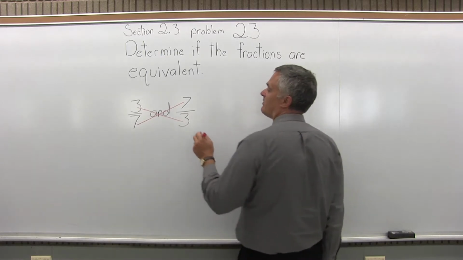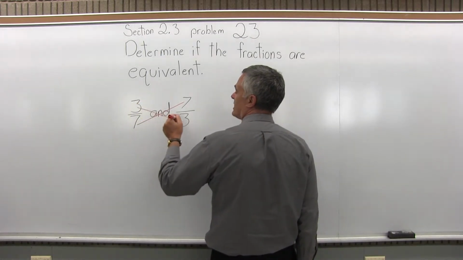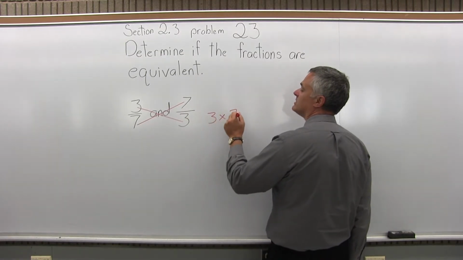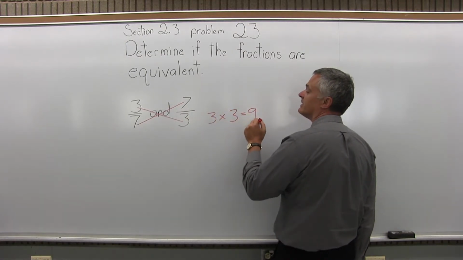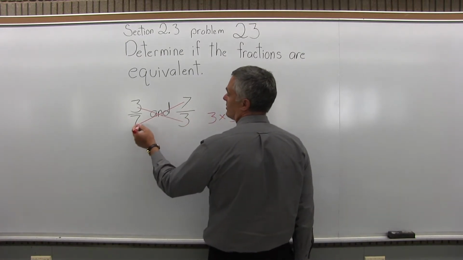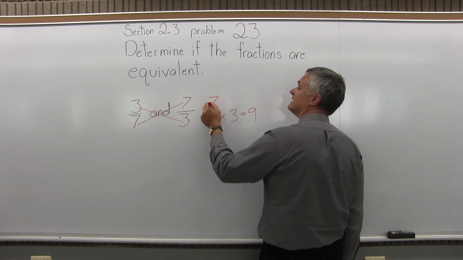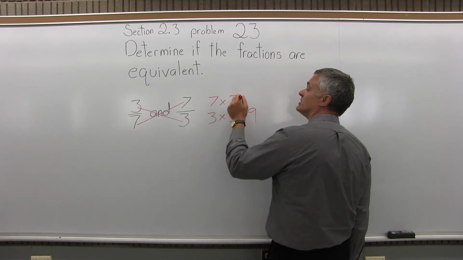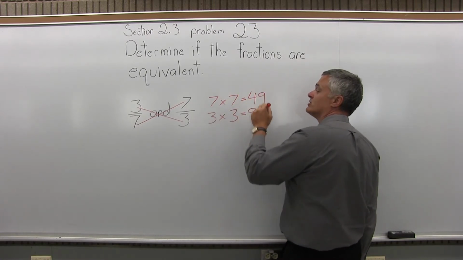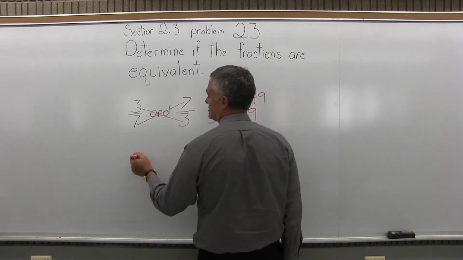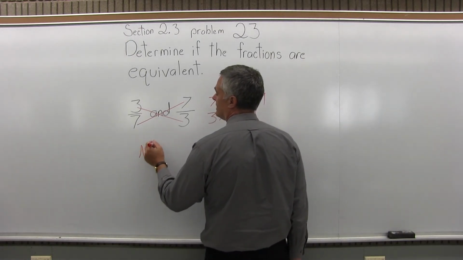So if I multiply the numerator of the first fraction times the denominator of the second fraction, I'm multiplying 3 times 3, which gives me a result of 9. And then the other way, I'd have a denominator of 7 times a numerator of also 7. 7 times 7, which is 49. And now those two numbers are certainly not the same. So these two fractions are certainly not equivalent.